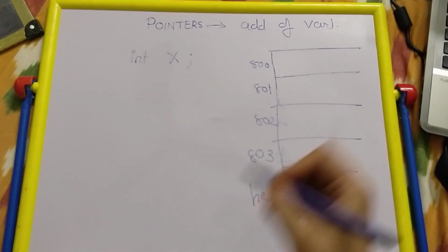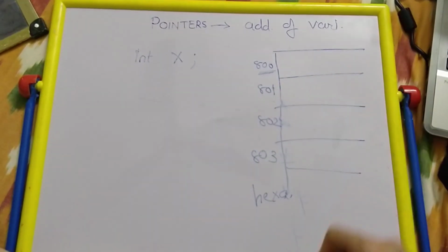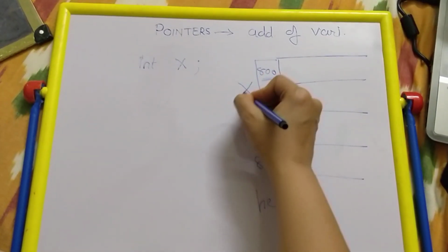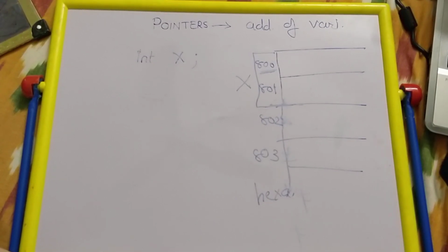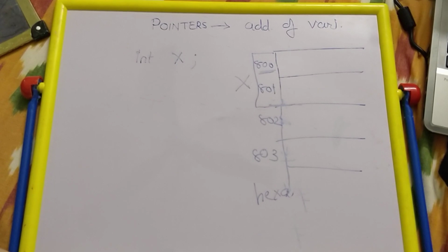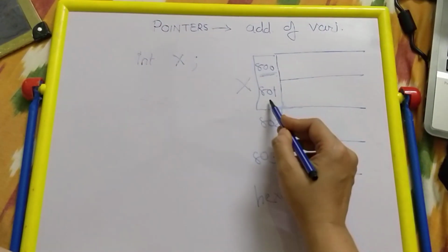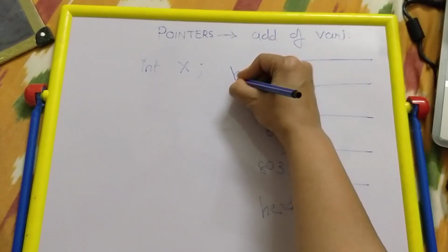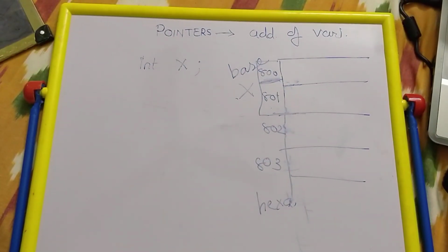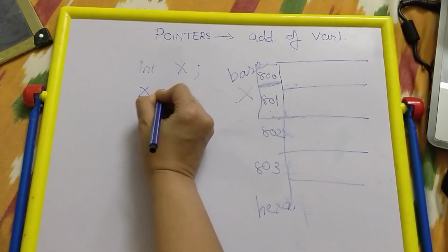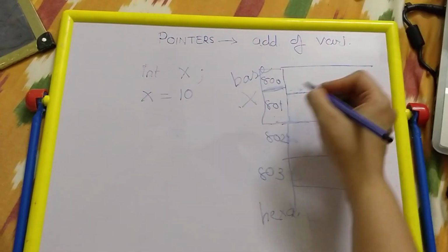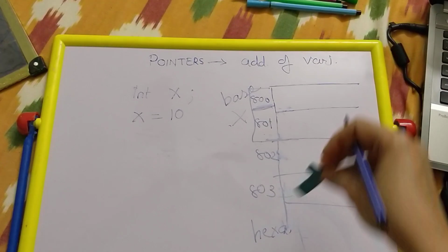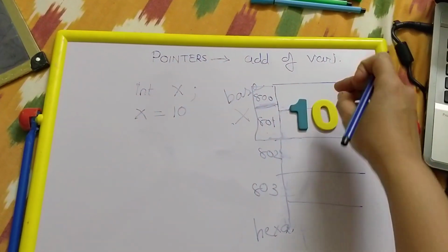Now the computer is reserving the memory location 800 to 801 for the integer value and naming it as x. Your x will be represented by the address 800, although 800 and 801 both are representing x. This 800 in this case will be known as the base address. Now suppose you write x is equal to 10. This 10 will be stored in the memory location which represents x. So 10 will be stored here.